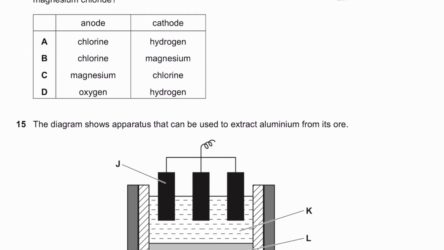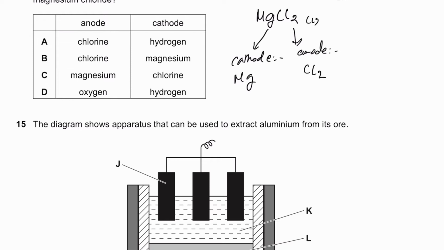Okay, so molten magnesium chloride, MgCl2, which is liquid. This is going to be the cation at the cathode. We're going to have magnesium. This is going to be the anion at the anode, which is going to be the chlorine gas. So at the anode, we're going to be having chlorine. Cathode, we're going to be having magnesium. So the answer should be B.